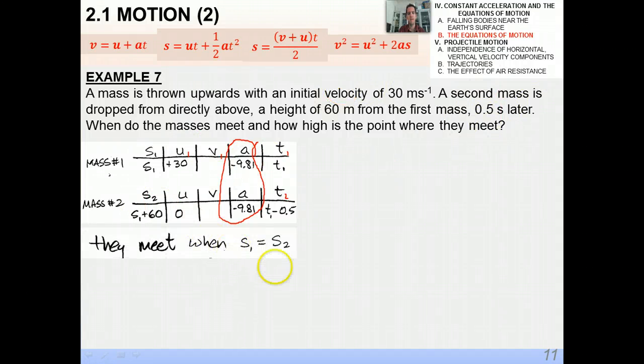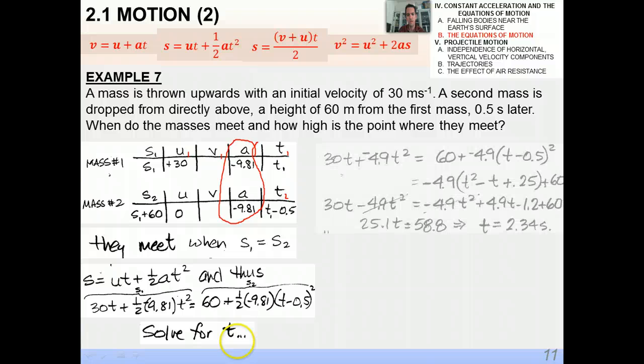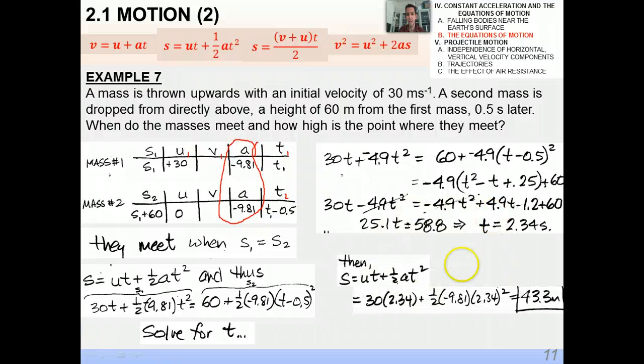All right, they meet when S1 equals S2. So I'm using this equation of motion, and what I do is I solve for T. Look at my math here, make sure that you get this. I get that they meet at 2.34 seconds, and that's at a height of 43.3 meters. Okay, so make sure that you understand this solution. It's getting more and more complicated.